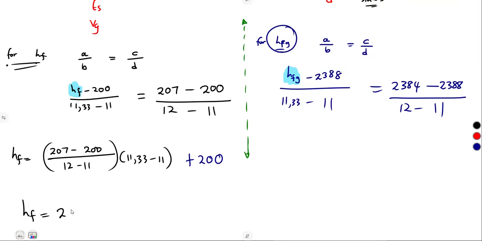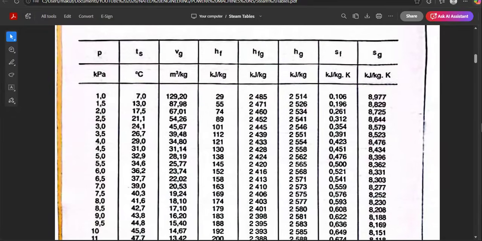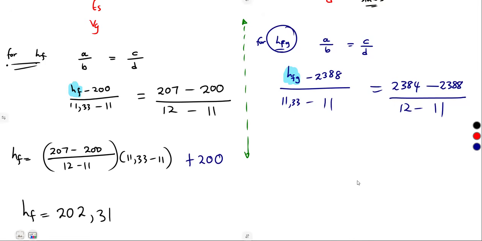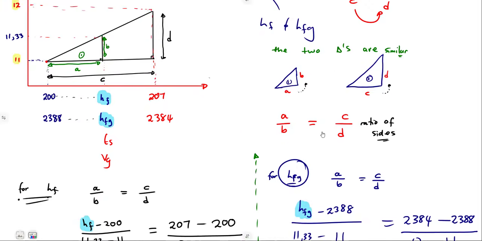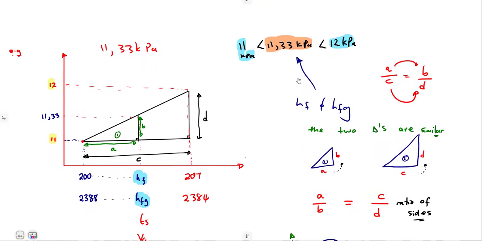All right, so this is 202.31. So that's our HF. Remember, the units of HF, it is taken in what? Kilojoules per kilogram. So that was the corresponding value of HF in what? Kilojoules per kilogram, which is using this method. You can find the corresponding value exactly to that given pressure that we were given of 11.33 kilopascal.